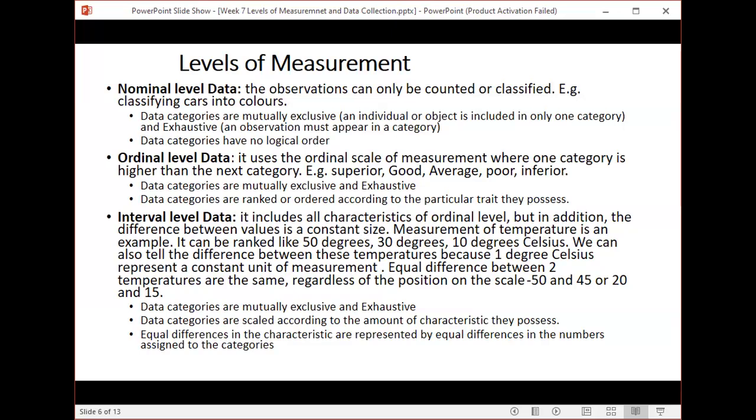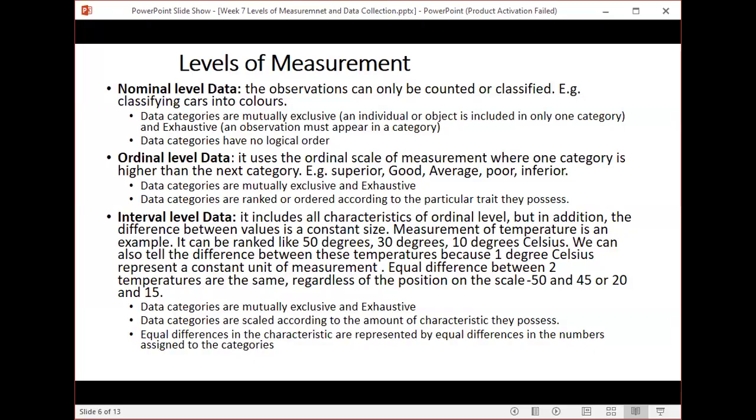After which I will say that from 6 a.m. to 6 p.m., 20 cars passed, and 5 of them were red, 7 of them were blue, 3 of them were that, in that order. So that is just counting and classifying them, and it's the lowest level of measurement that we can have.